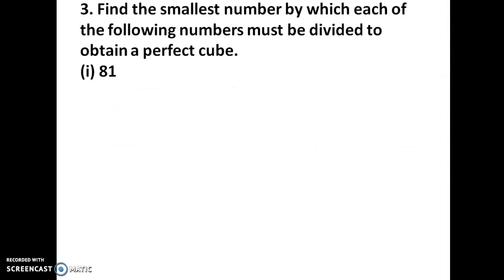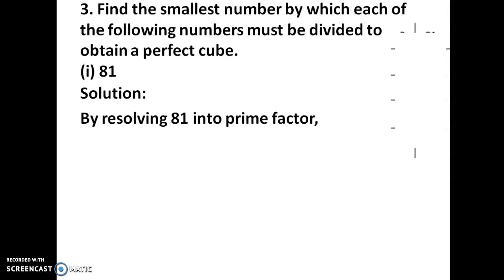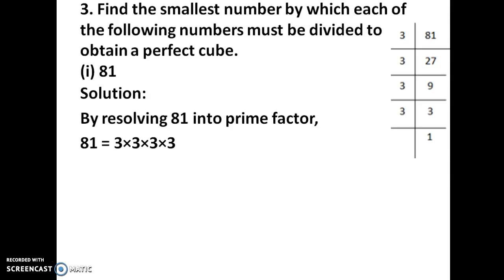Then third problem, find the smallest number by which each of the following numbers must be divided to obtain a perfect cube. So in the previous problem we did what should be multiplied. Here we are going to find out what should be divided to get a perfect cube. Okay, so let's start with the prime factorizing. Here you are having 3 into 3 into 3 into 3, 4 times you are having 3.